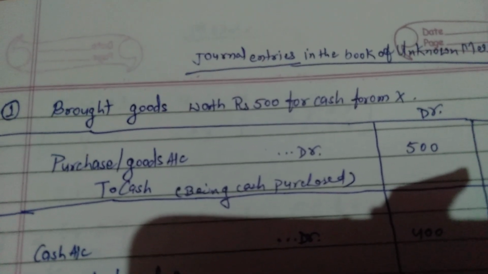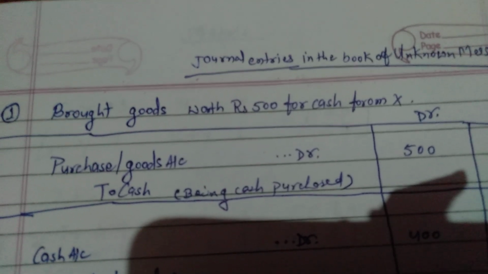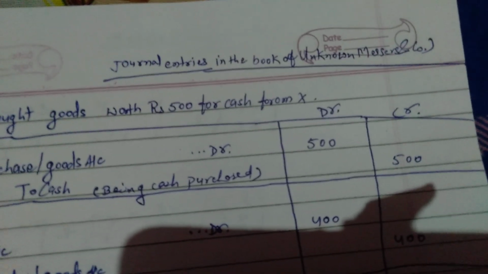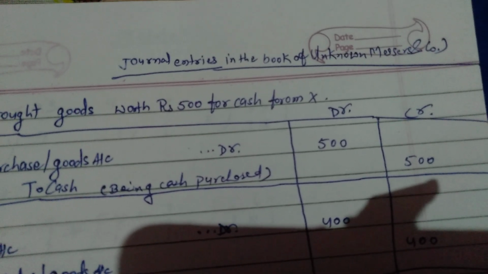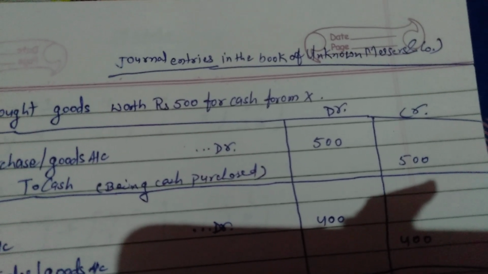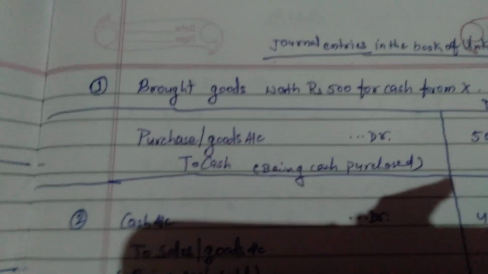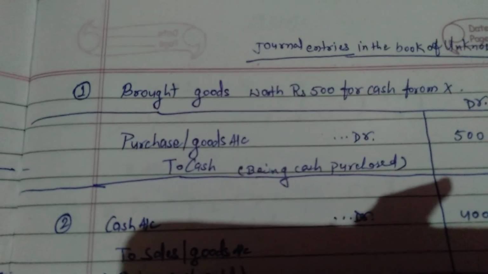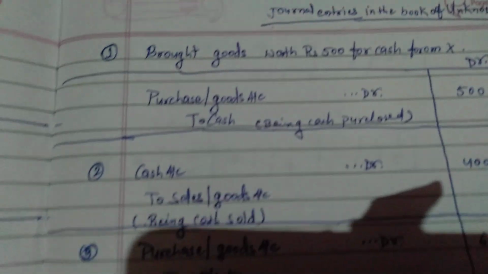Purchase account, or goods account, debit to cash account, being cash purchase, 500 rupees. The same amount is debited and the same amount is credited, because we know in the double entry system there is a twofold effect. First will be debit, second will be credit.